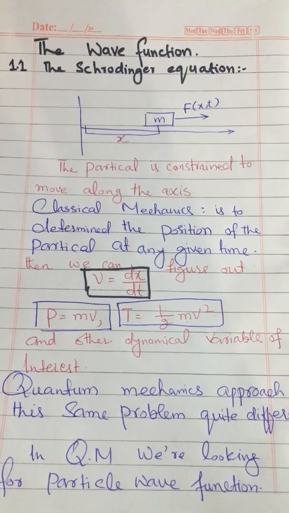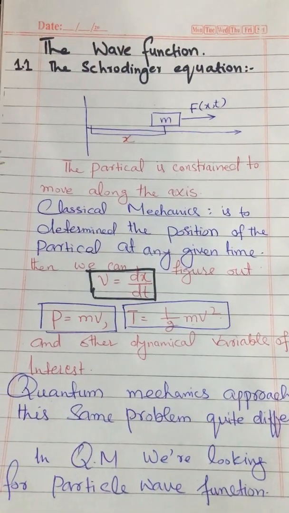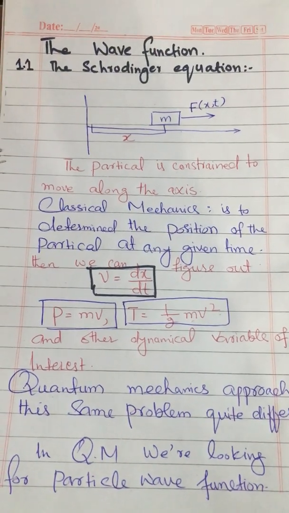Hi, this is Quantum Mechanics by David J. Griffiths. The first chapter is the wave function. The first topic of the chapter is the Schrodinger equation.